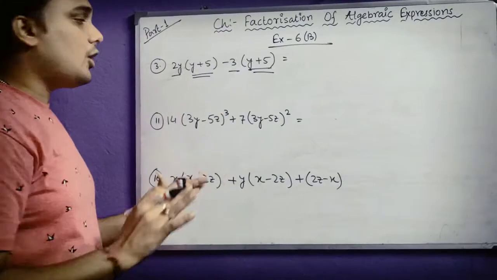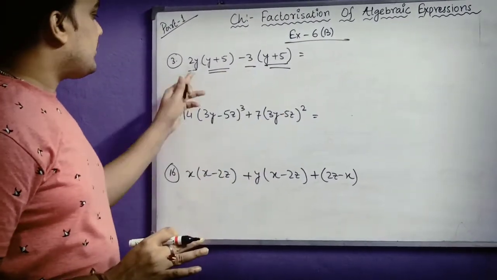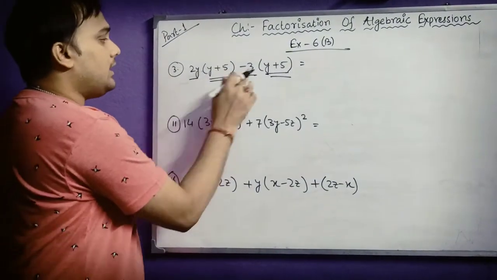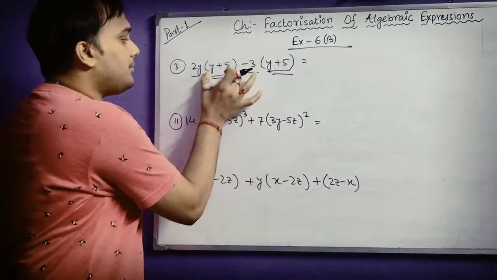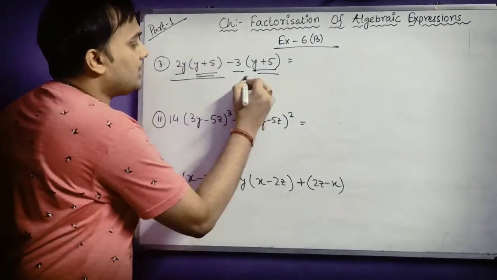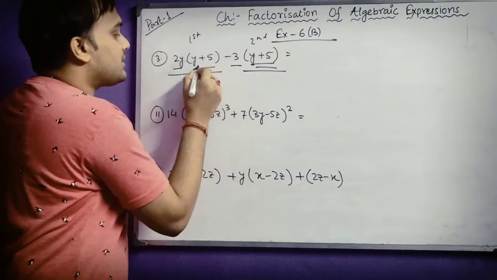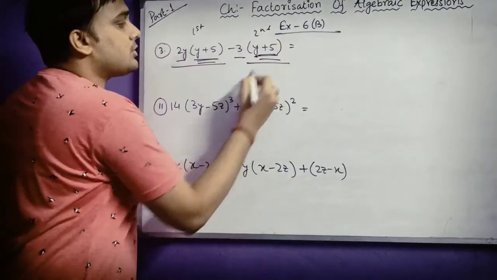Okay, if there is any common factor, you have to take the common from the monomial part as well as the bracket part. Here in the monomial part I have 2y and 3, nothing is common. Only the bracket part is common. See how many terms there are. There are two terms. The first term has y plus 5, and the second term also has y plus 5.